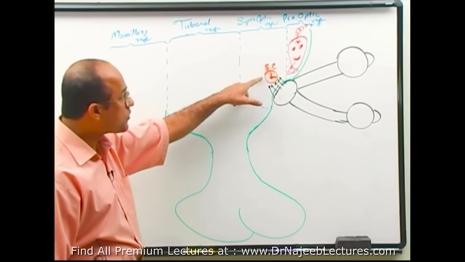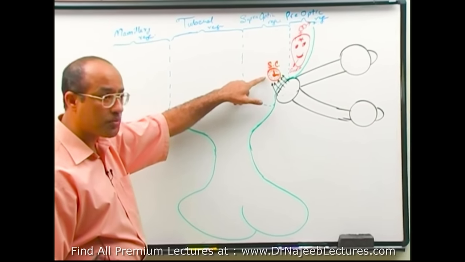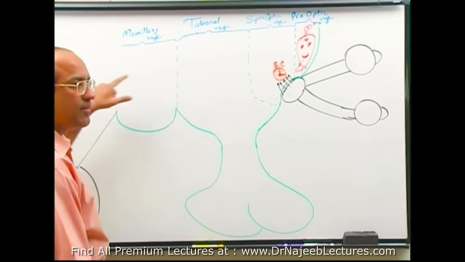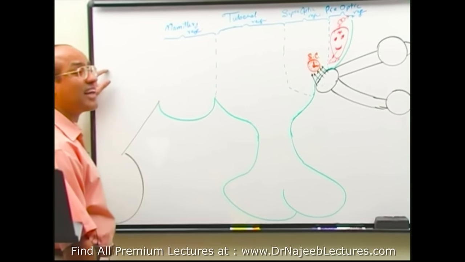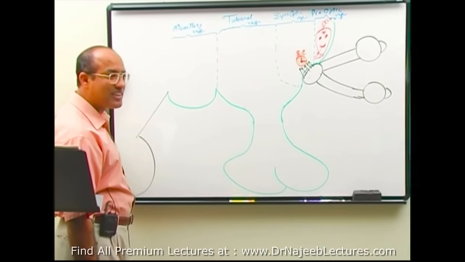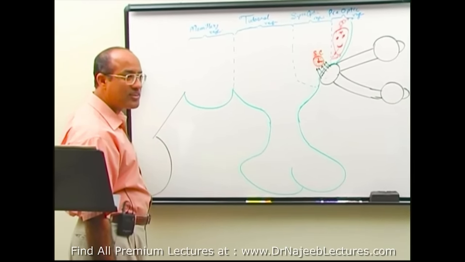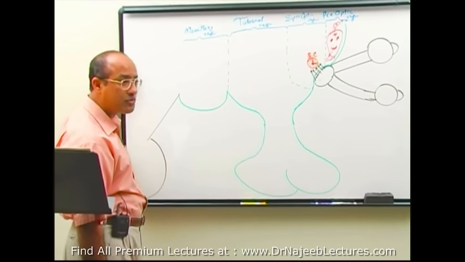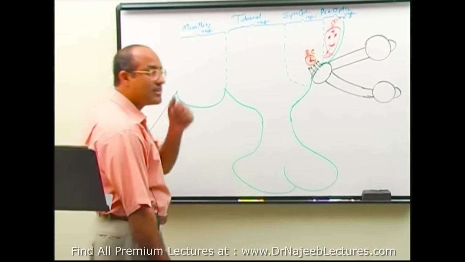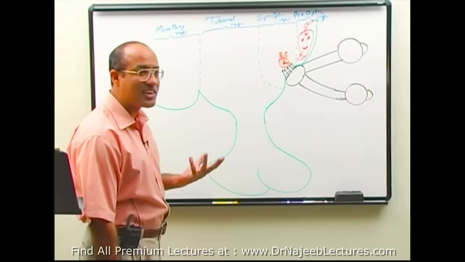Actually, this suprachiasmatic nucleus is connected through a special pathway to the habenular nucleus and pineal gland. And the pineal gland is concerned with circadian rhythms. It tells you when it should be morning, when it should be night. You know, when you travel by airline, there is jet lag. Jet lag, why?